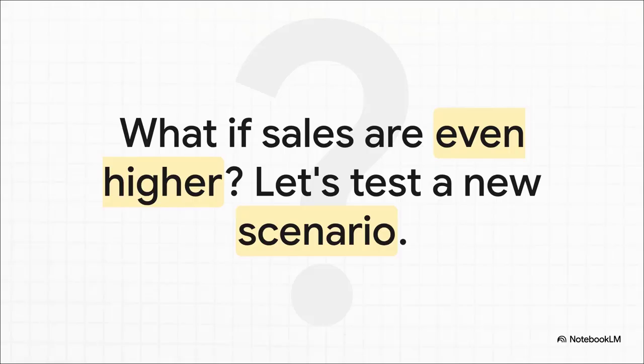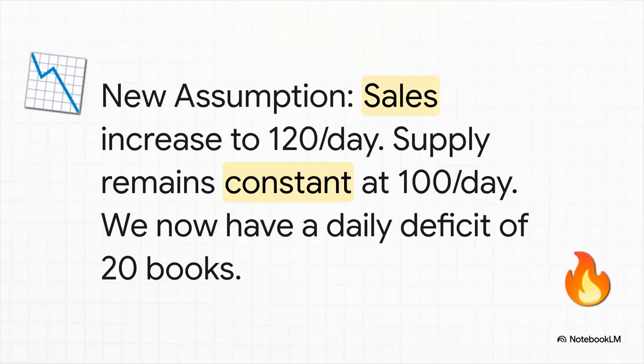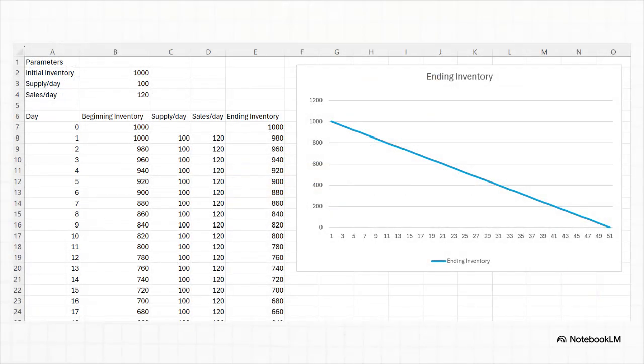What happens when it's exam season and things get crazy? What if that popular textbook gets even more popular and suddenly your sales start outpacing your supply? Let's model that exact situation. So here are the new assumptions. Our supply is still stuck at 100 books per day. But now, a huge surge in demand has cranked our sales variable up to 120 books a day. We're now losing 20 books from our inventory every single day.